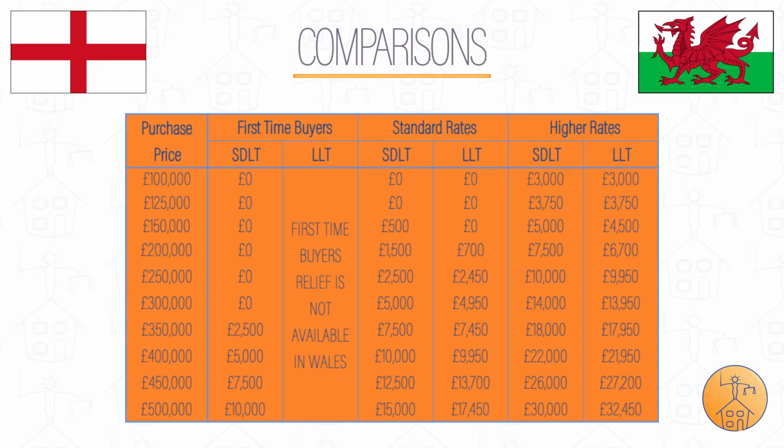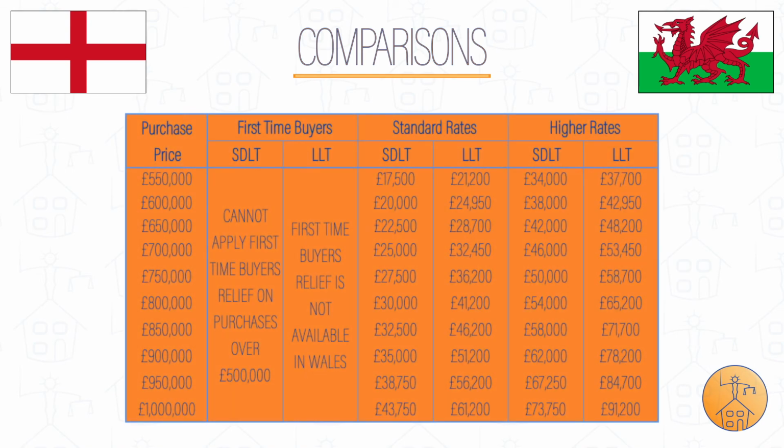The same rules apply when buying a second home, in that the Welsh Revenue Authority will charge a 3% surcharge, just like the HMRC does in England. However, the Welsh Government aren't as kind to first-time buyers as they won't provide any tax relief.